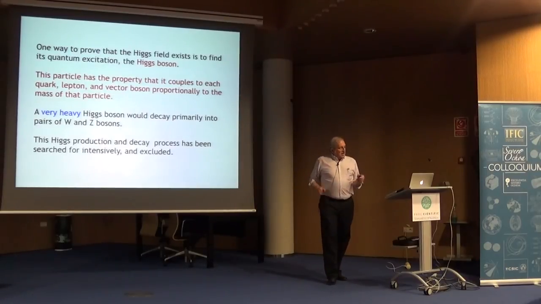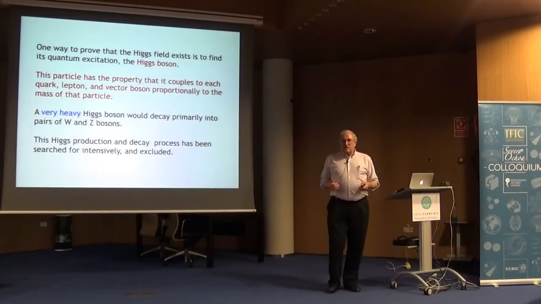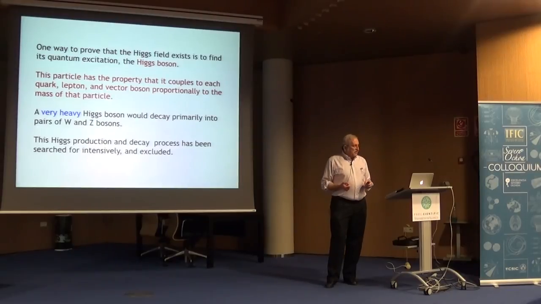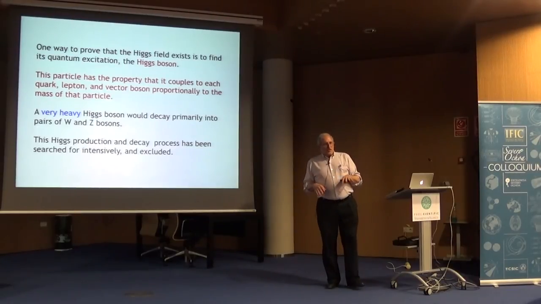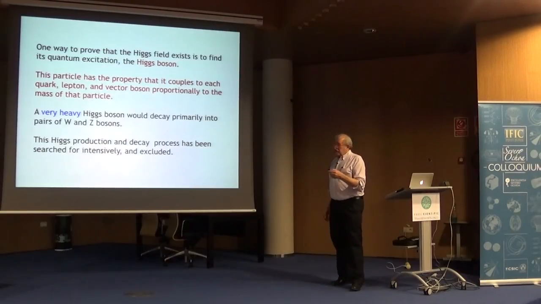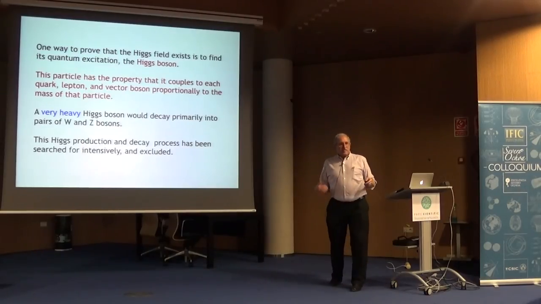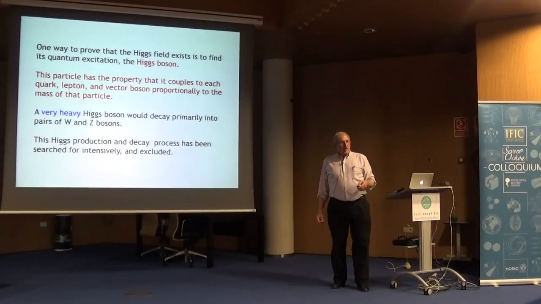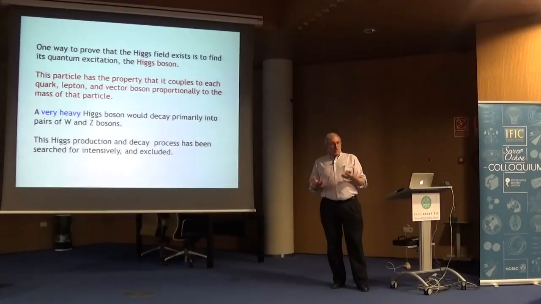Now, let's just talk a little about the answer to the first question. Does the Higgs field exist? And that'll give us a warm-up into the nature of the Higgs properties. A way to find out that the Higgs field exists is to find the quantum of the Higgs field, which is called the Higgs boson. And this particle has the property that it couples to each quark, lepton, and vector boson proportionally to the mass of that particle. So this tells you immediately what the phenomenology would be of a very heavy Higgs boson.